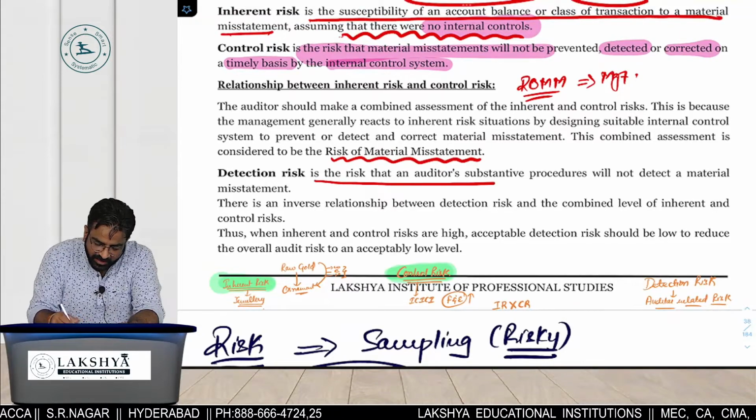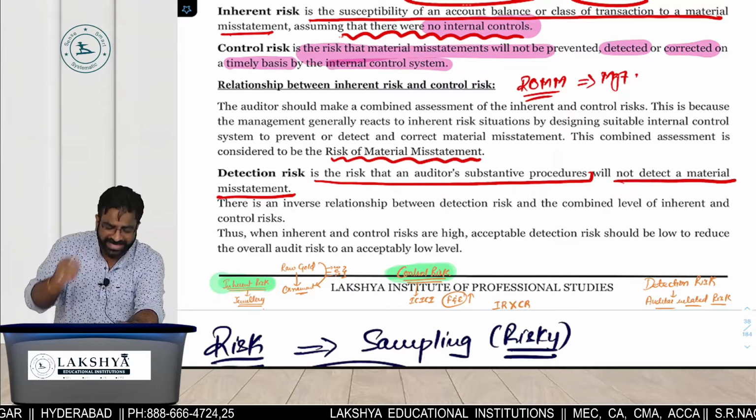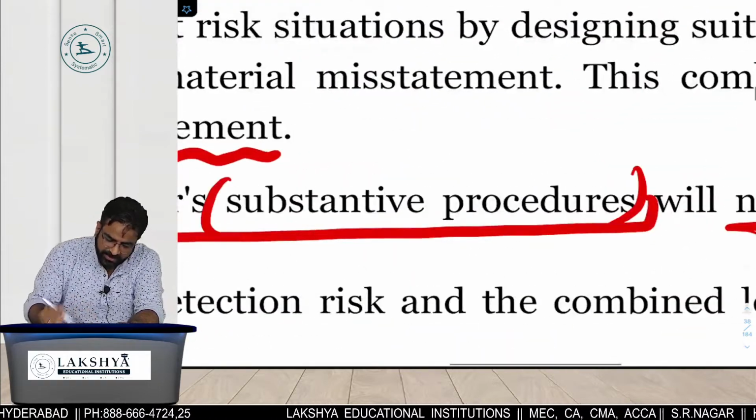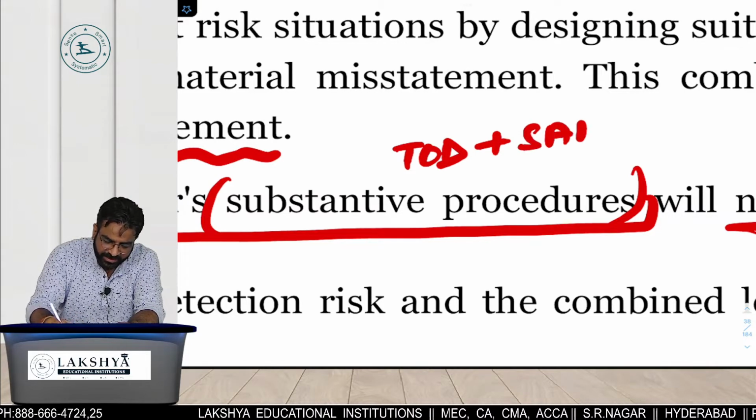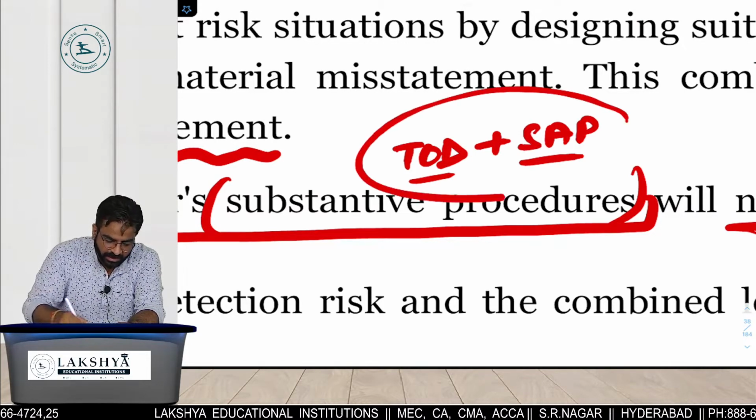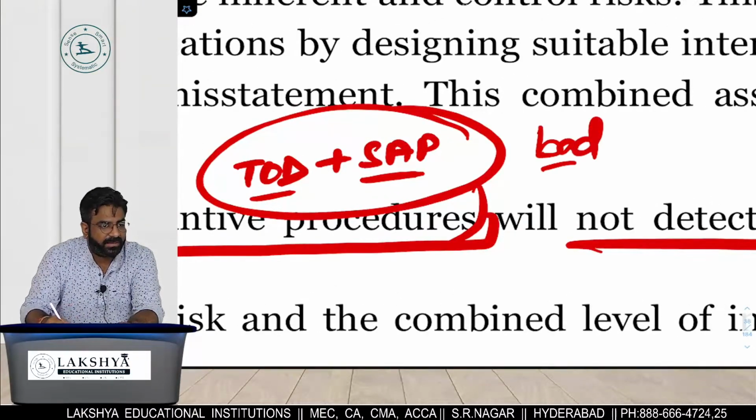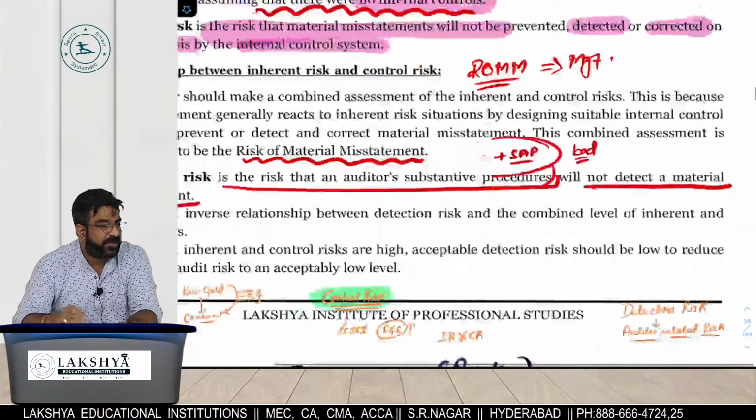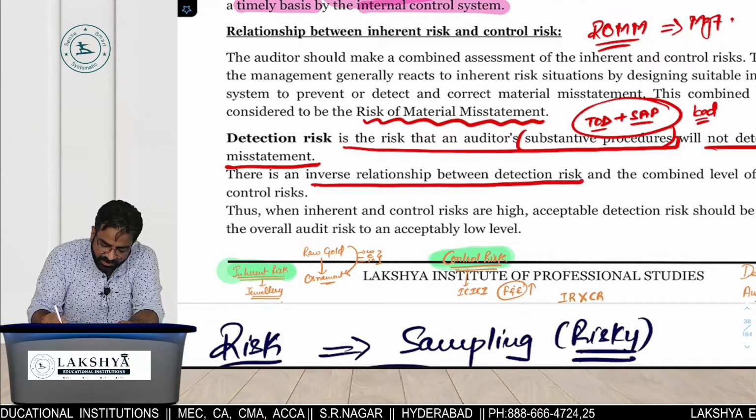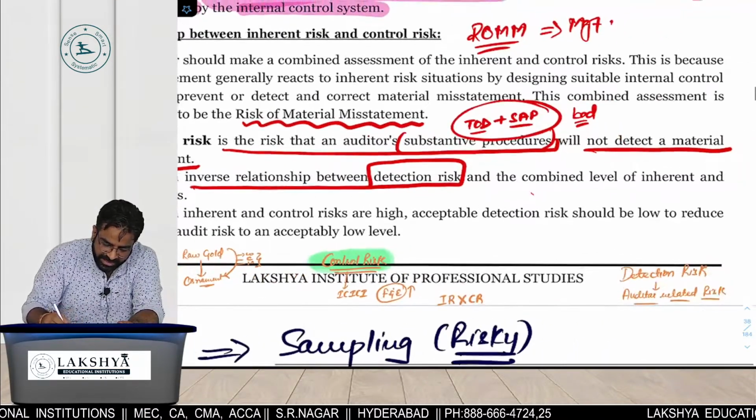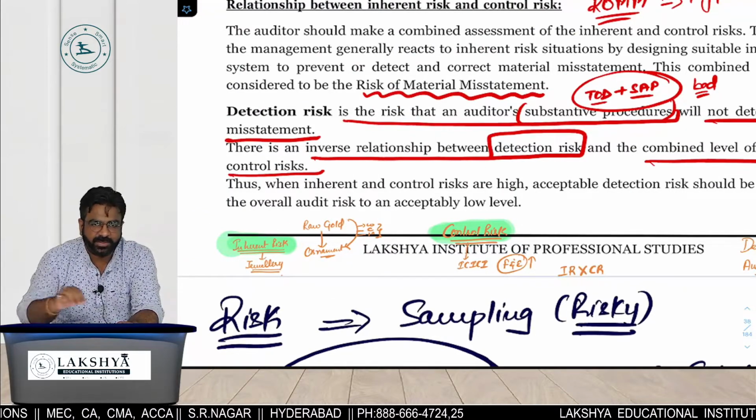It is the risk that the auditor's substantive procedure will not be able to detect a material misstatement. So as soon as the word substantive comes, what comes to our mind? TOD plus SAP. What is SAP? It means your TOD and SAPs were good or were bad? Were bad. You made a wrong judgment. That's why you were unable to detect the risk. There is an inverse relationship between detection risk and the combined level of inherent and control risk. Now who will explain to me?